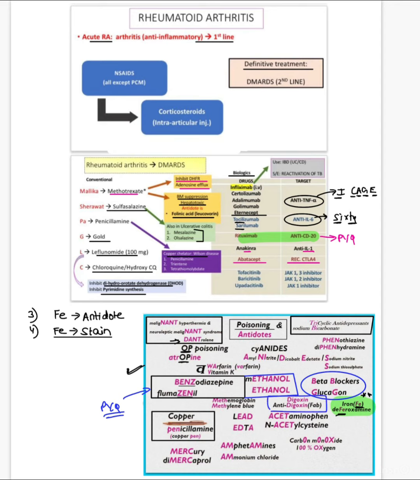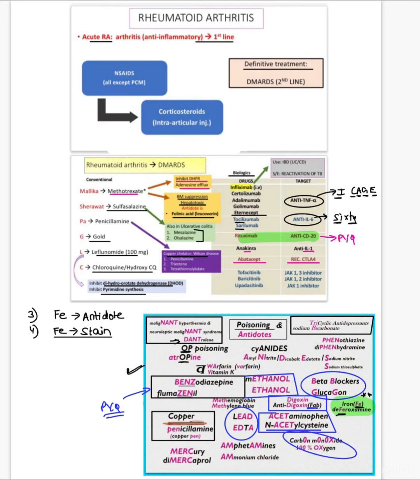Then digoxin, guys, that is antidigoxin, known as your Digibind, Fab. Then this is again a repeated question, guys, that is acetaminophen. Okay, paracetamol toxicity. What do we give, guys? They will give you N-acetylcysteine in the answer. Then lead, guys. Okay, if you rearrange the letters, that can become EDTA, that is ethylene diamine tetraacetic acid.